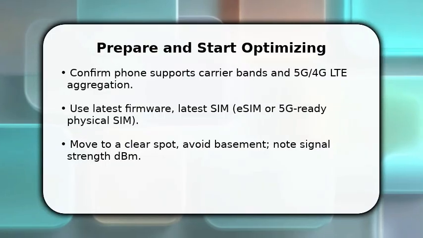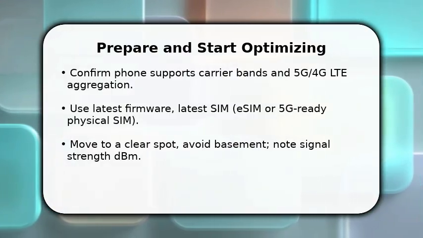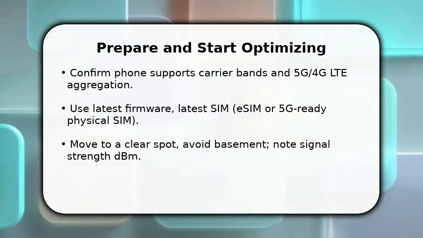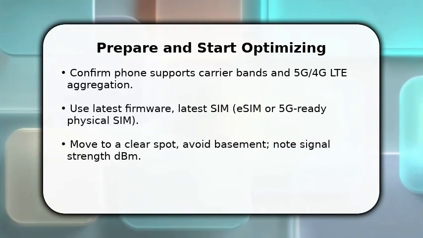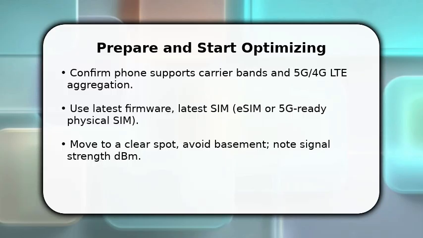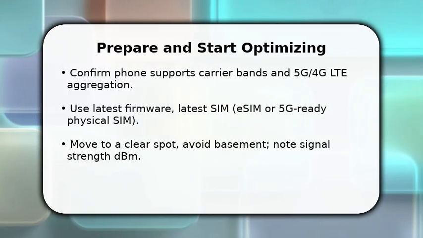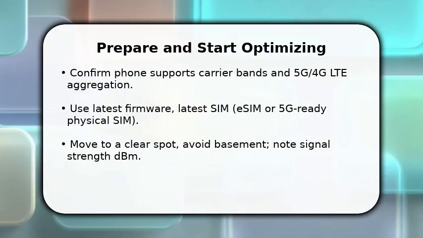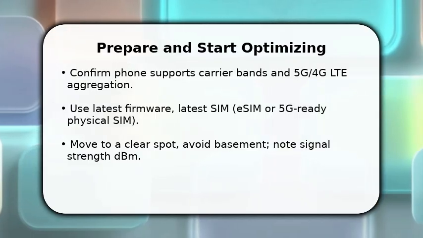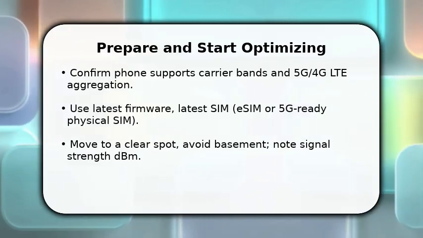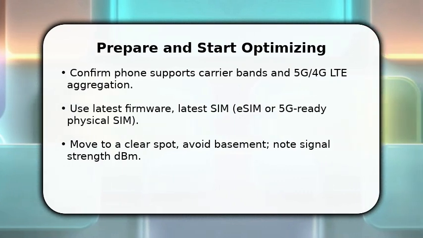You begin by confirming essential prerequisites. Make sure your phone supports the carrier bands and aggregation features required for faster speeds. Once done, update the phone firmware and install a modern SIM or eSIM that supports 5G or the highest LTE category. Next, go to a large open window or higher floor and note the signal strength in dBm. This gives you a baseline. Finally, enable airplane mode for 10 seconds, then re-enable cellular to force a fresh network attachment, and start the optimization process now.